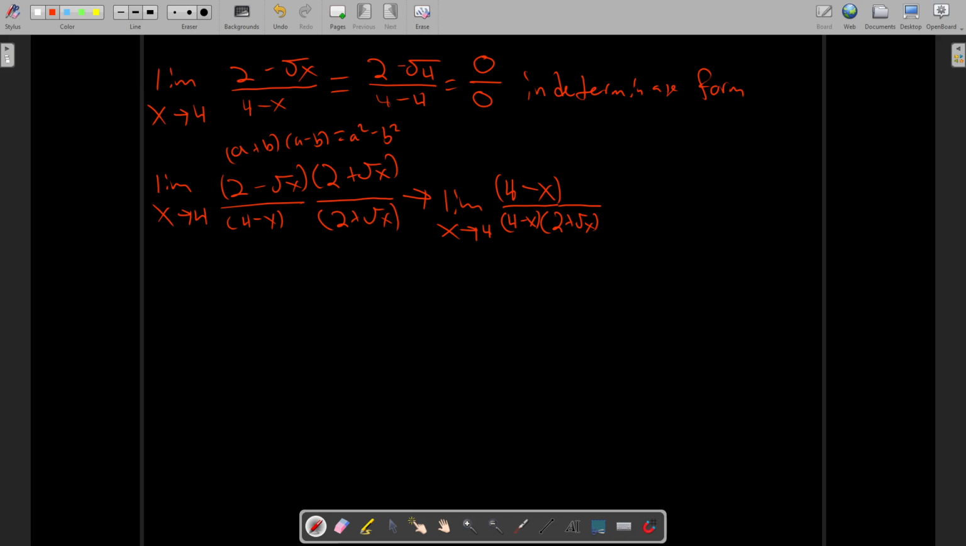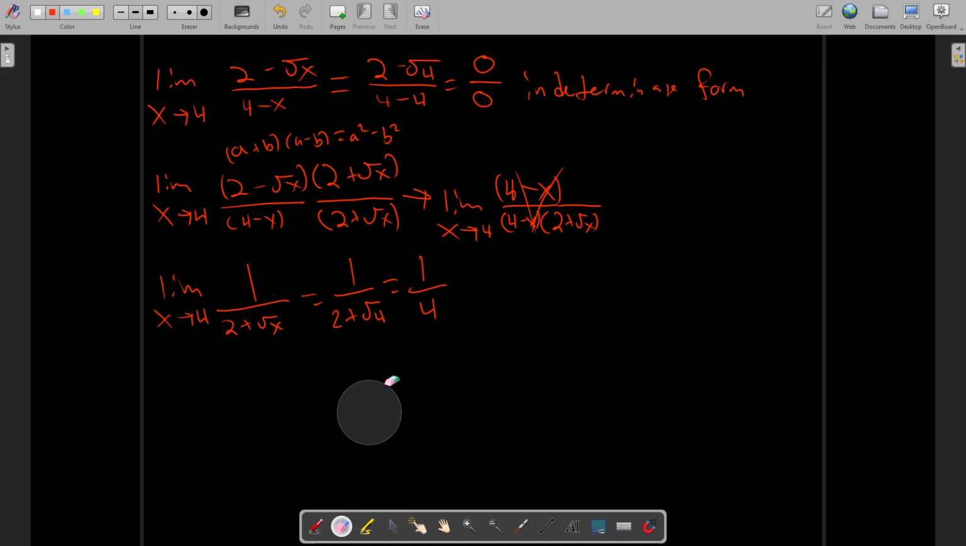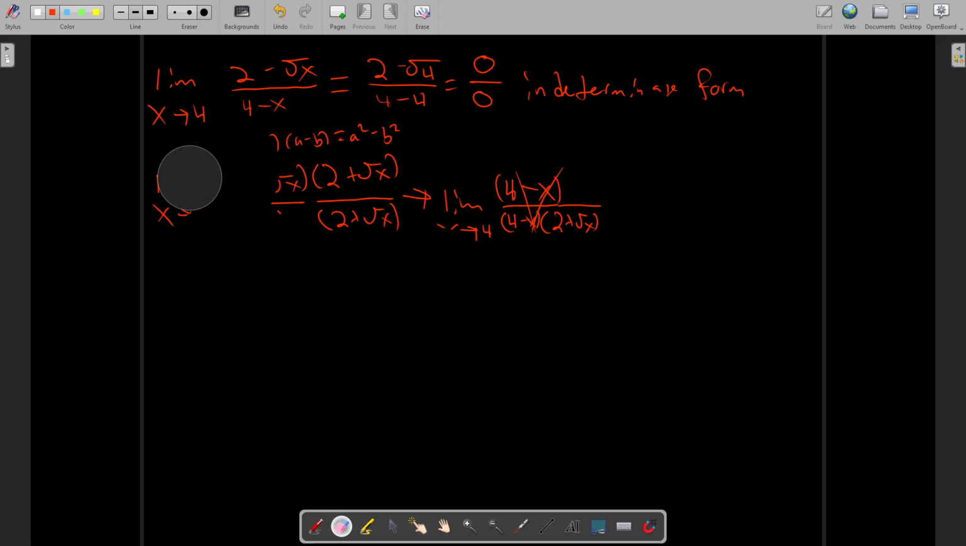Looking at this, you can see that now these cancel out, which is the main reason for doing this method: to get the terms that go to 0 to cancel out. So we would just be left with the limit as x goes to 4 of 1 over 2 plus the square root of x. Then plugging in 4 for x, you get 1 over 2 plus the square root of 4, which is 2. So that would leave us with 1 over 4 as our answer. That's a good example of that method.